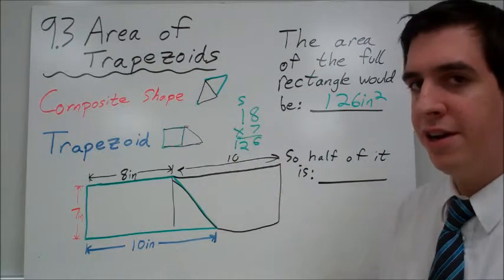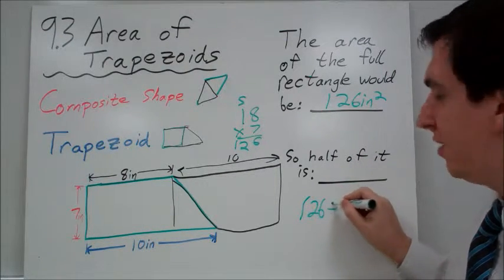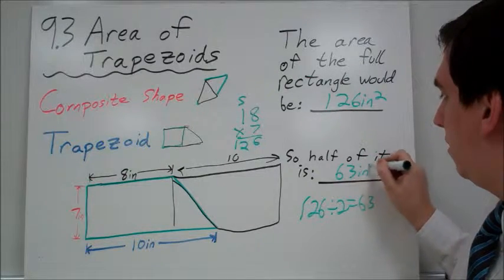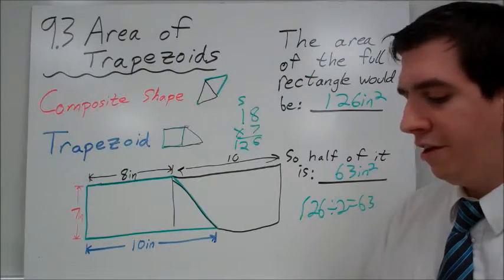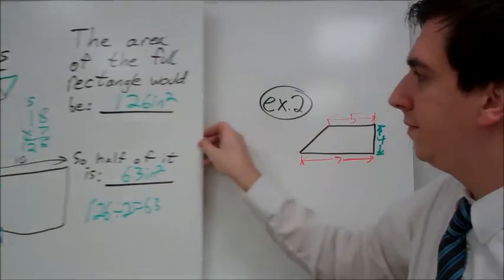So if we took that and we cut it in half, we would have 126 divided by 2, which is 63 inches squared, which would be just the area of the green trapezoid. Let's look at a formula for that too.